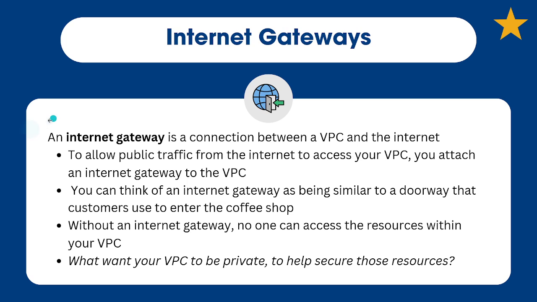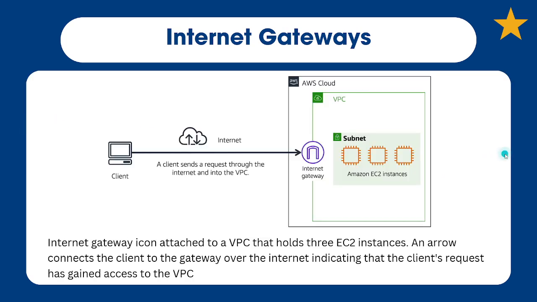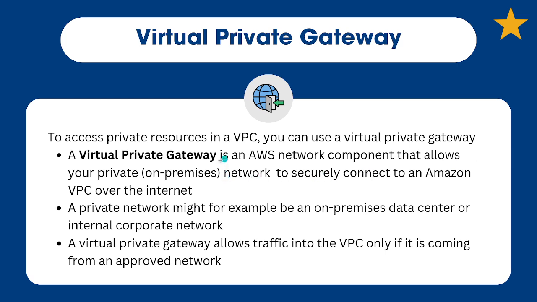So, internet gateway for everybody on the internet, virtual private gateway is going to facilitate the connection to a specific on-premises network. So a private network, for example, might be an on-premises data center or an internal corporate network. I can tell you, working as an engineer, we had our own corporate network to make sure, right, that outside attackers or outside users weren't having easy access to our data because we're working with really sensitive government secrets. So a virtual private gateway allows traffic into the VPC only if it's coming from an approved network.